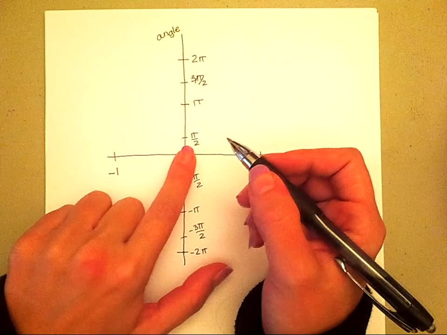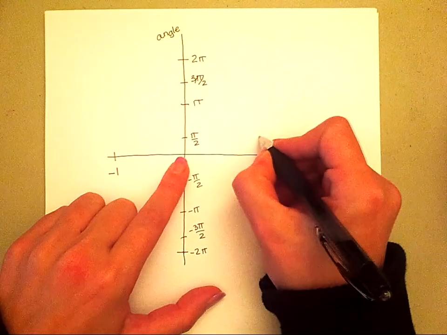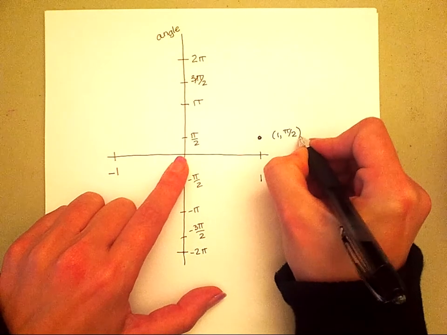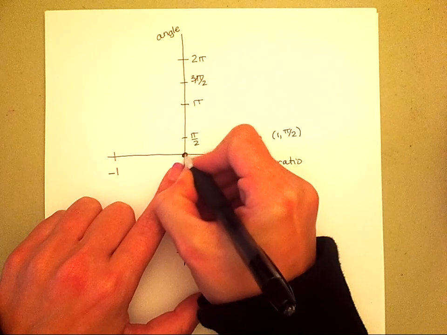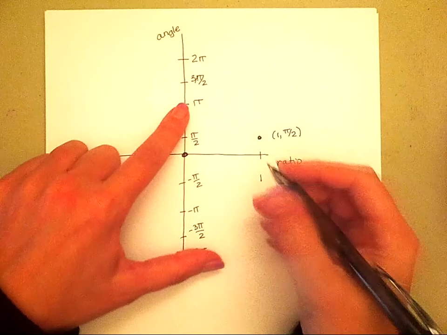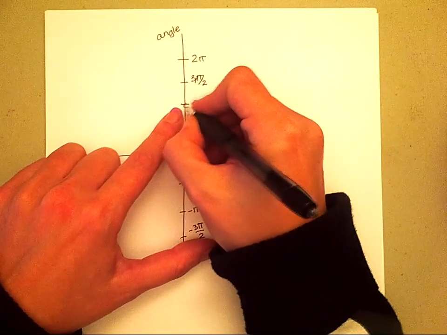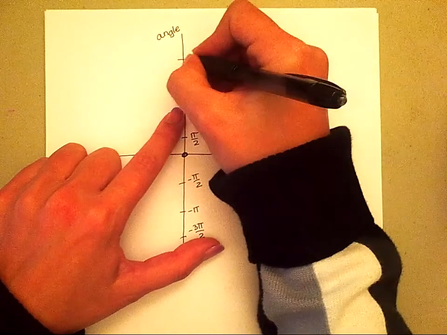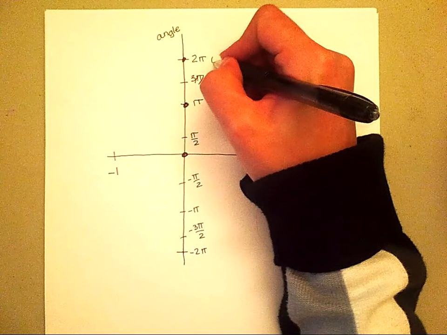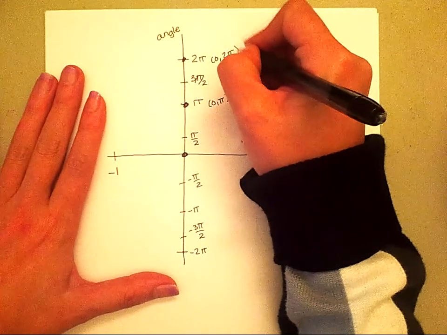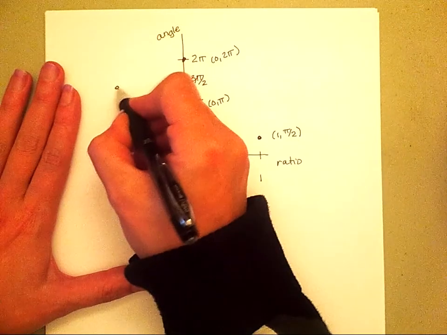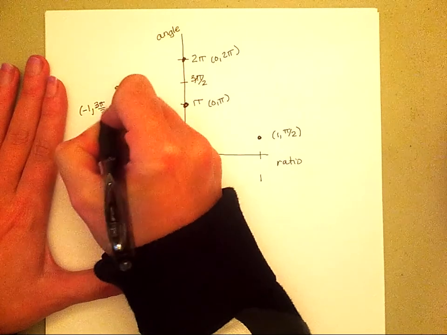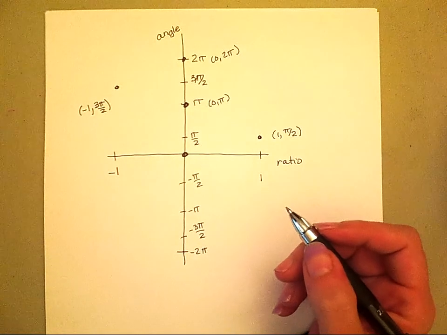So instead of pi over 2 comma 1, I have 1 comma pi over 2. 0, 0 will stay the same. Now instead of the point pi, 0, I have 0, pi. And also instead of the point 2 pi, 0, I have 0 comma 2 pi. And then also out here, we'll get the point negative 1 comma 3 pi over 2. Okay, so if we think about it that way.